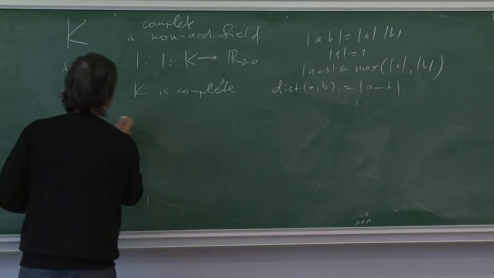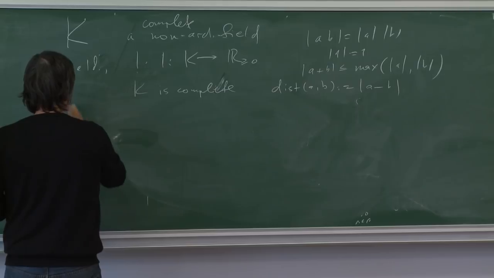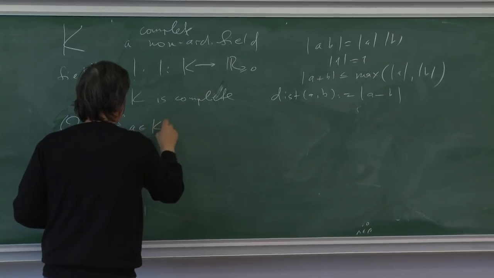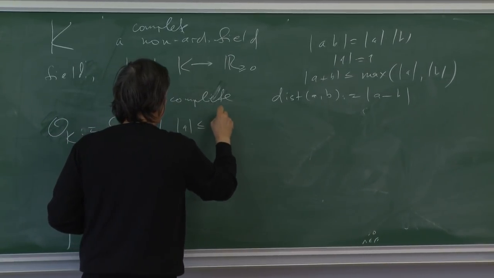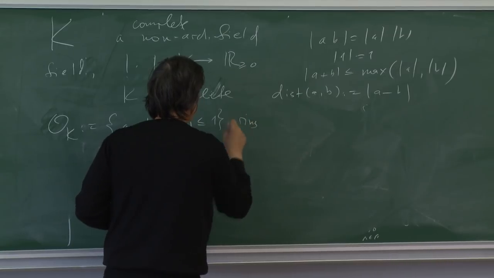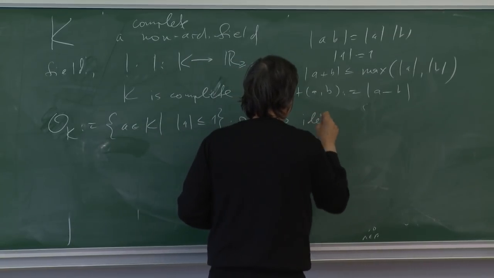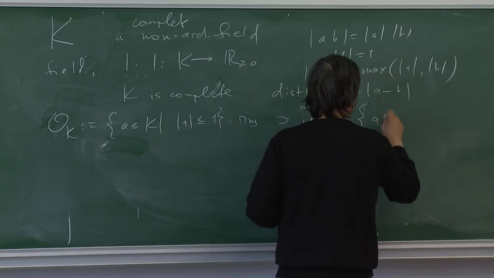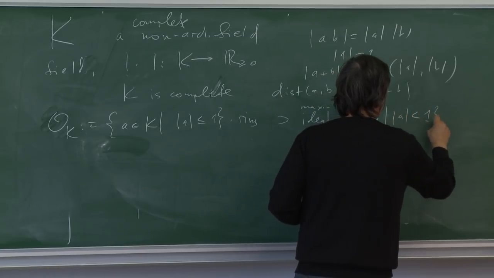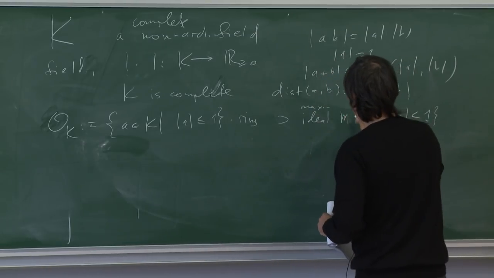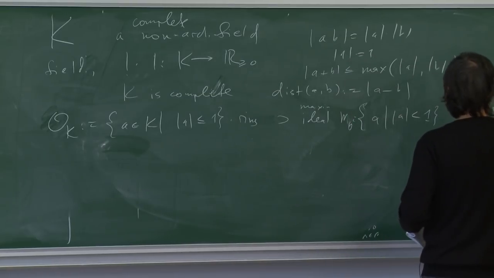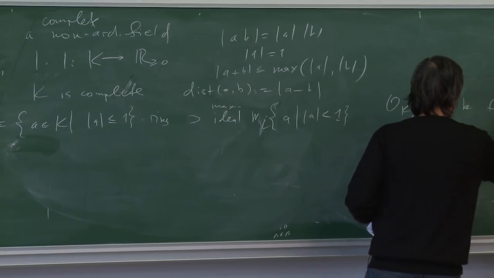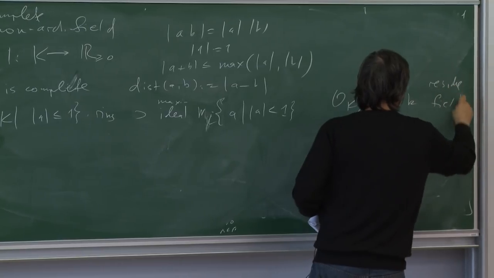If you have such a thing, you can first make O_K, the set of elements with norm less than or equal to one. It's a ring and contains an ideal. In fact, it's the maximal ideal, the set of A with norm less than one, and the quotient is a field. It's called the residue field.